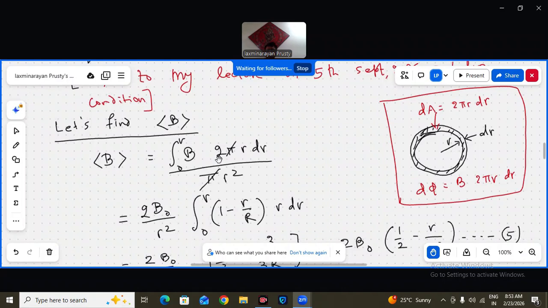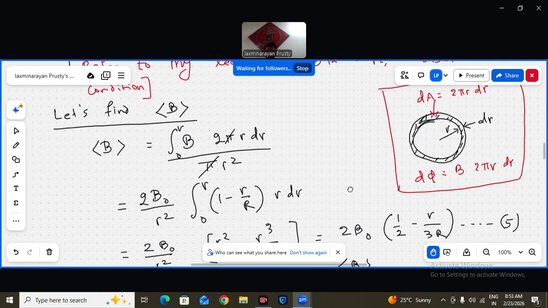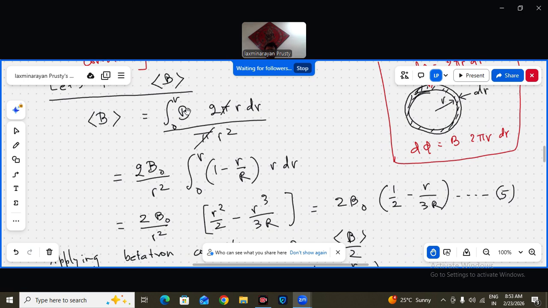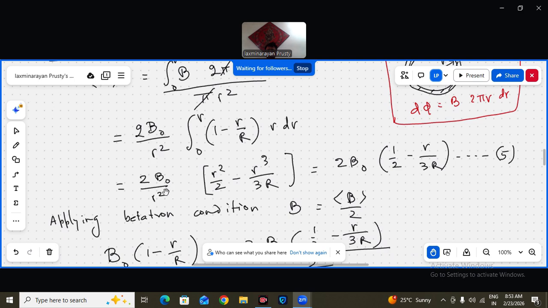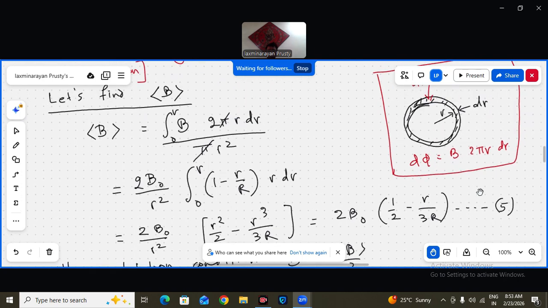Let us calculate. B into 2 pi r dr is the total flux, integrated from 0 to small r, divided by pi r square. This is a very easy integration. B is B naught into 1 minus r by R. Pi cancels, 2 goes outside, so r dr integrated from 0 to r gives r square by 2 minus r cube by 3R. Dividing by r square, we get 2 B naught into 1 by 2 minus r by 3R. This is the B average.